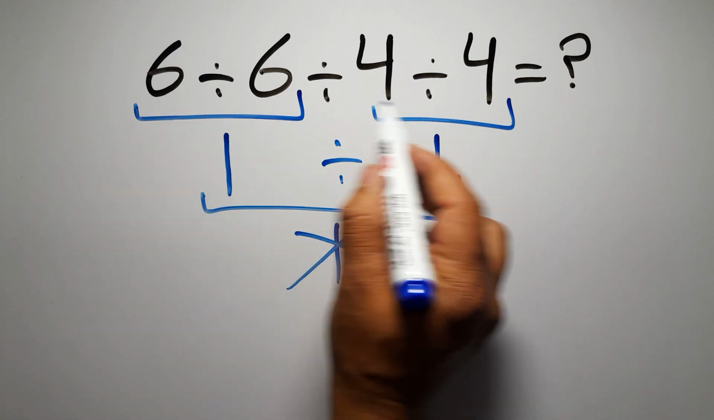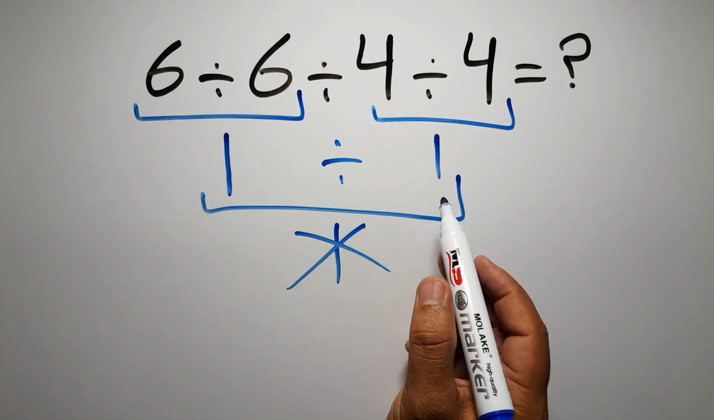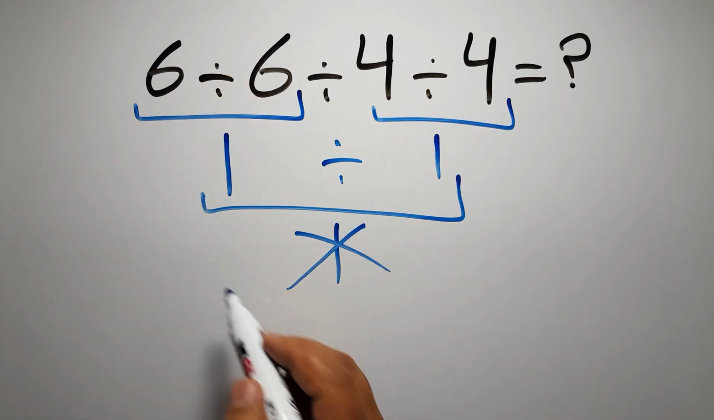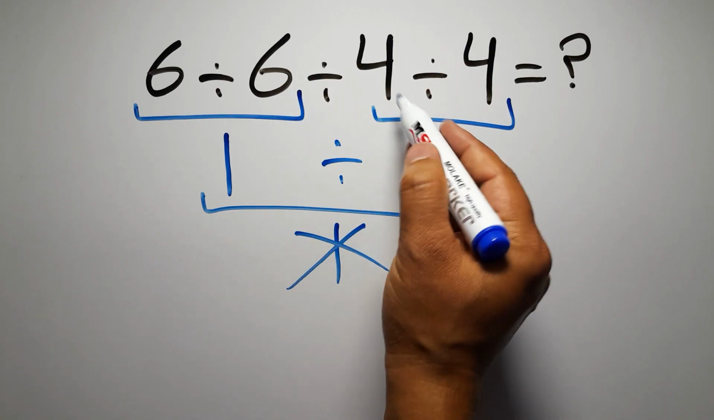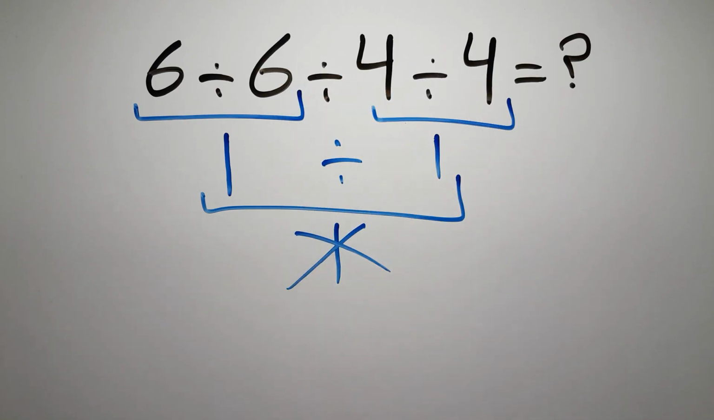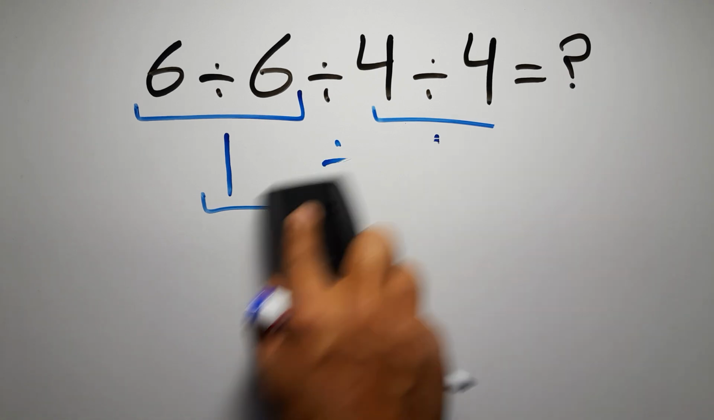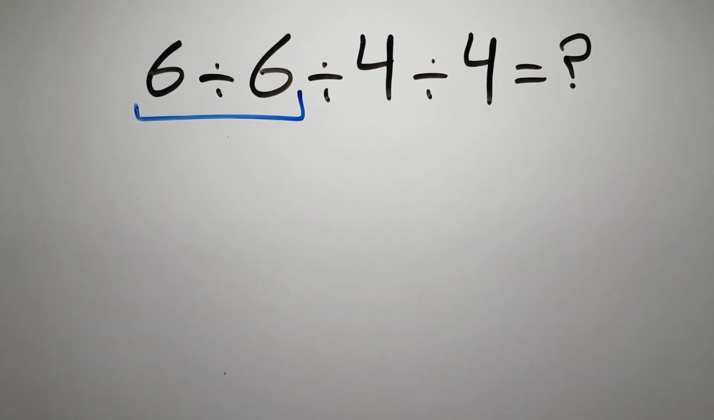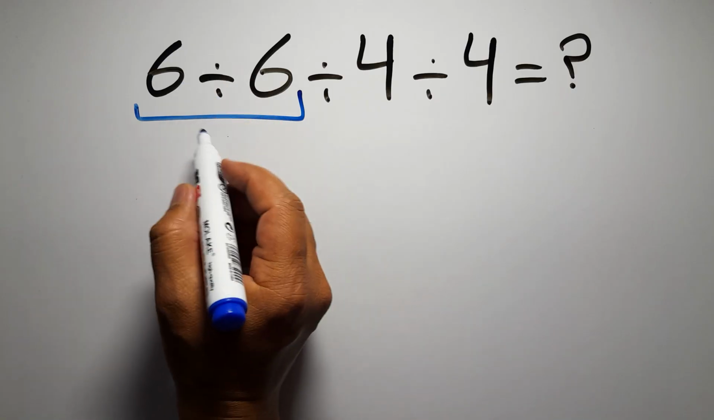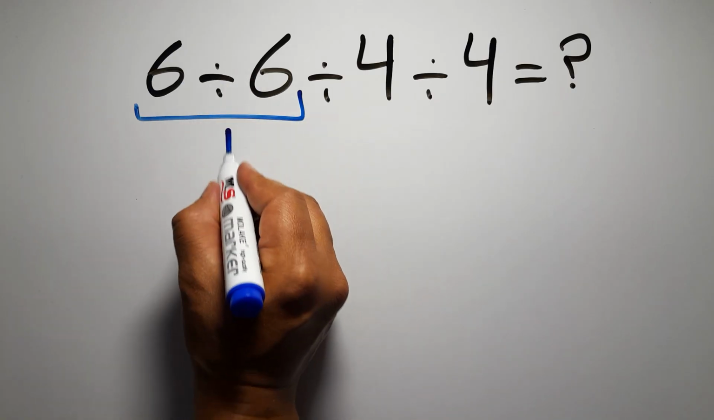in an expression, we have to work from left to right. So here first we have to do this division, then this division, and finally this division. If we do this division before this division, it is wrong. So first this division, 6 divided by 6 gives us 1.